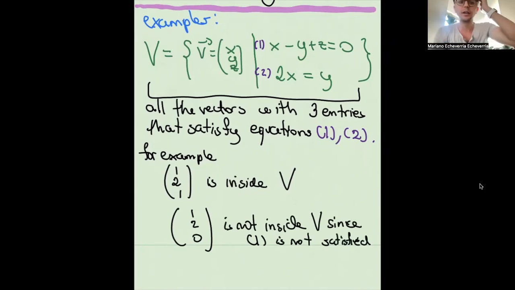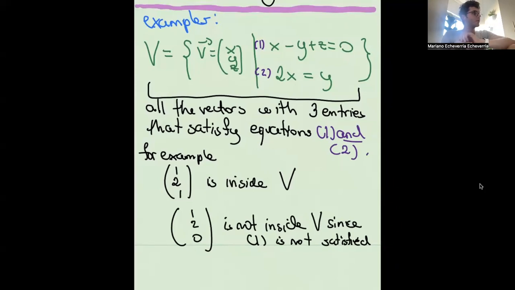Is that making sense? What I'm trying to say is that it's not every vector with 3 entries that would be inside this set. It's only the vectors that satisfy equations 1 and 2 simultaneously. So it's not enough just to satisfy one of the two. You need to satisfy both of them, not just one. Is that okay? Are there any questions up to this point?